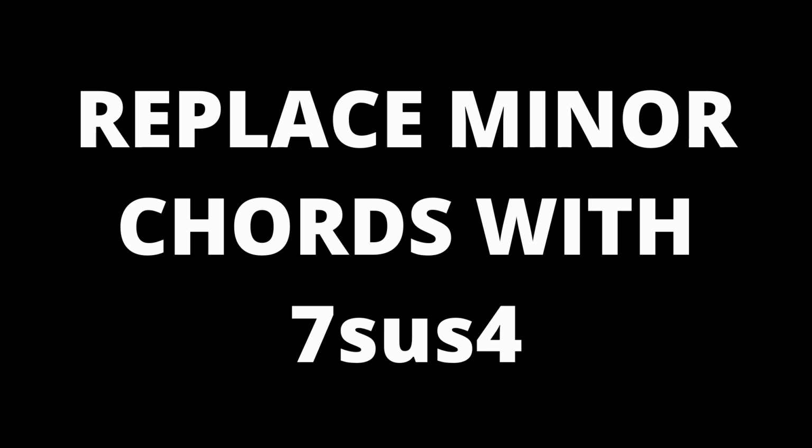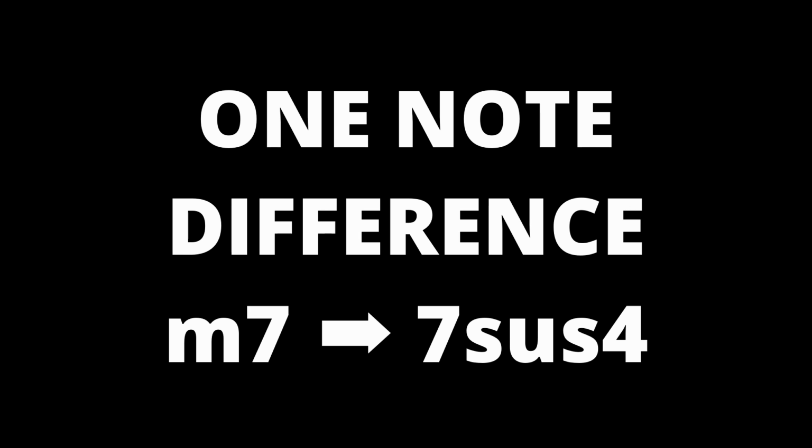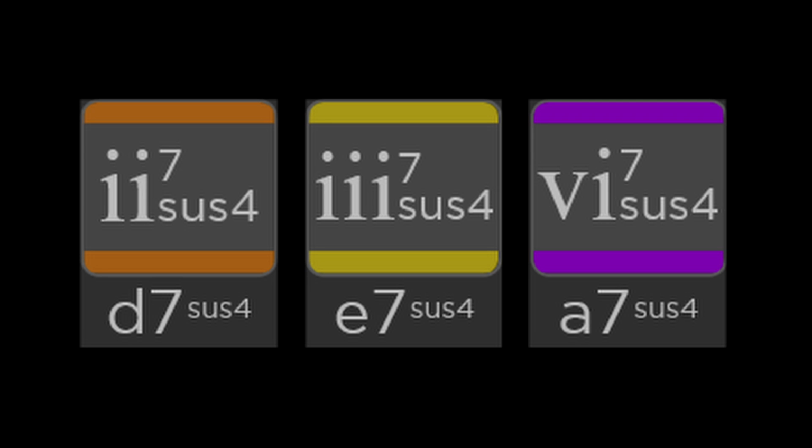As I mentioned earlier, you can also use the 7 sus 4 chords with the minor chord root notes from major keys. This is because you are only changing a single note from the minor 7th chord and are therefore still strictly in the key. So in the key of C major, you can use D7 sus4, E7 sus4, and A7 sus4 chords.